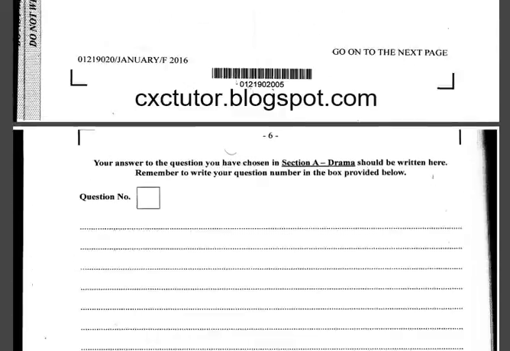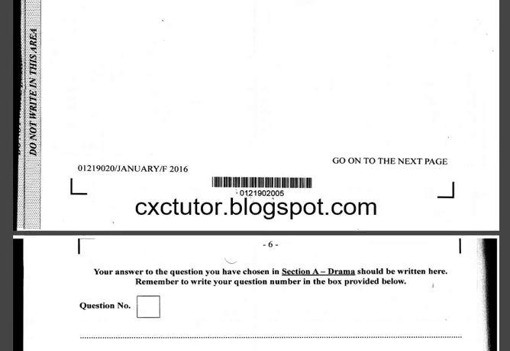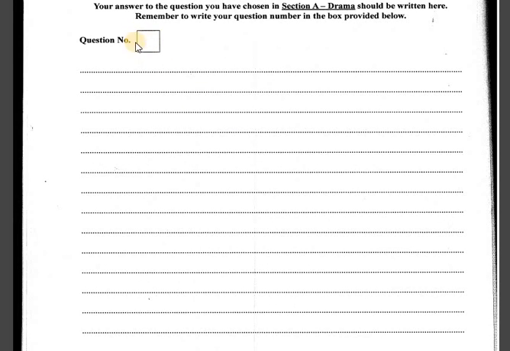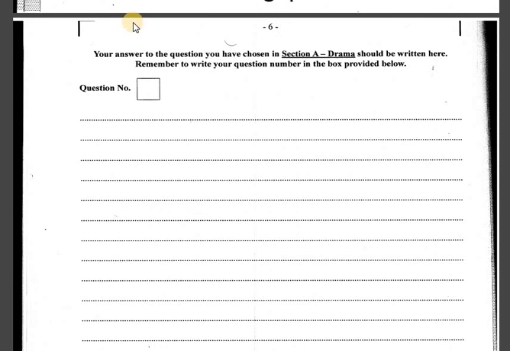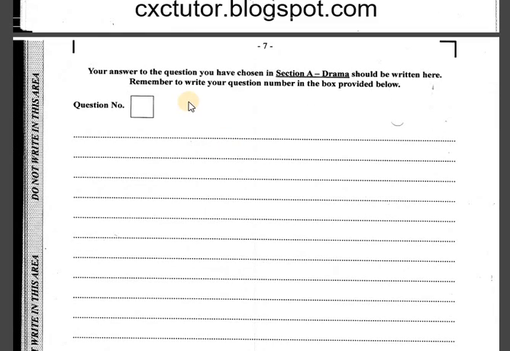Scrolling down. After you've selected your one question, for example, say you have selected question 4, you write question 4 right here. And notice you write on the lines provided. Do not write outside of that, in the margins, right along here. And please write as clearly as possible so that your work can be read.